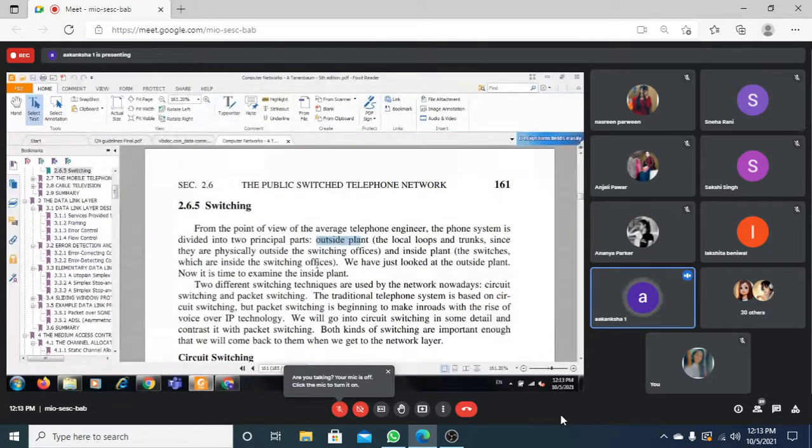So there are two types of switching techniques which are used in the network. First we discuss both the switching techniques, circuit switching and packet switching.